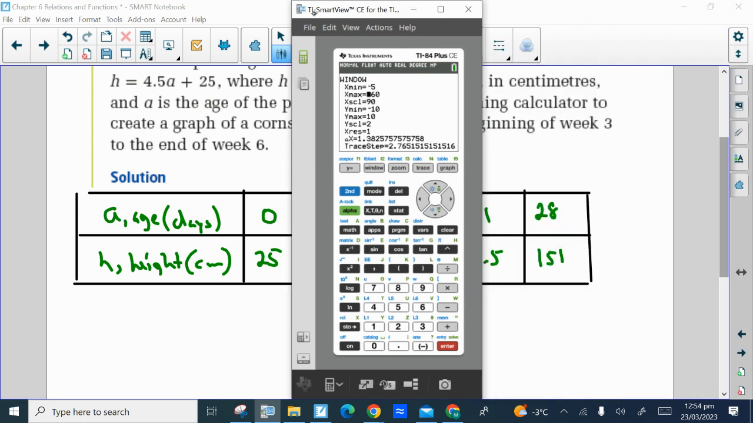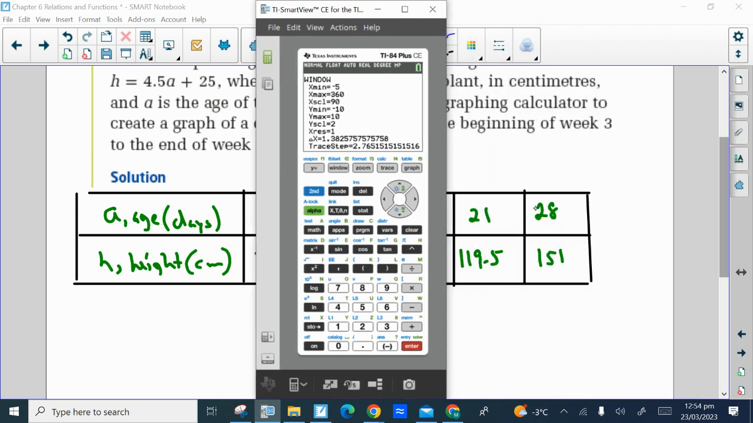Now my table tells me that the maximum value of x I have here corresponds to the maximum value of a, which is 28. So let's go a little bit beyond 28 and say that's 30. So I have an x min of -5 and x max of 30. My next line is for my x scale. So how much does each tick mark on the x-axis count for? I'm going to set that at 5. So every time I see a tick mark along the x-axis, that's going to count for 5 more days.